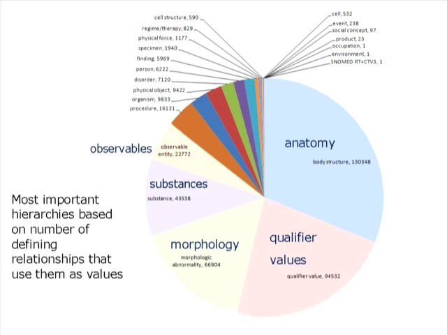Disparate group of values for defining relationships. They have 94,000 relationships that use them. And then morphology, another 66,000 substances and observables. So that's where the bulk of the SNOMED activity is when it comes to defining relationships.